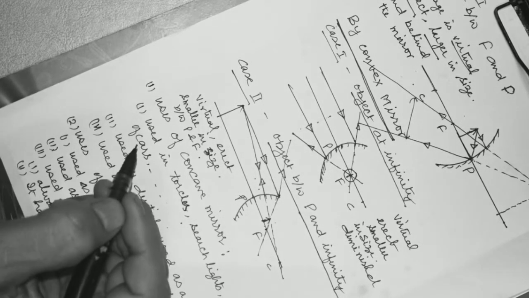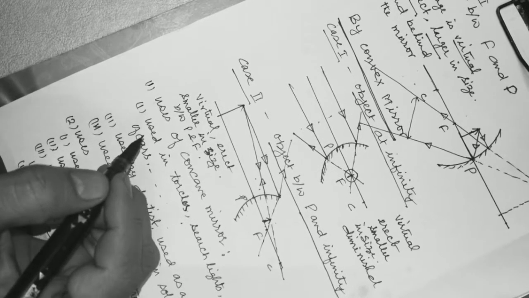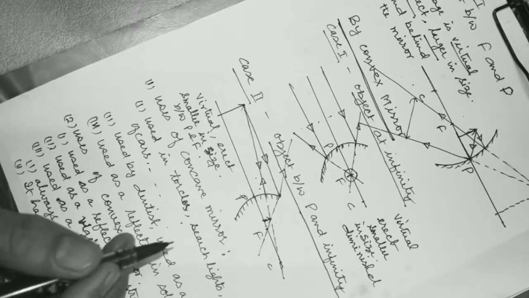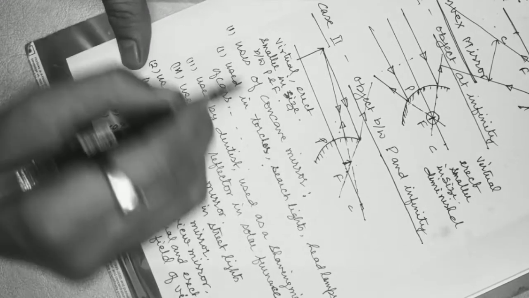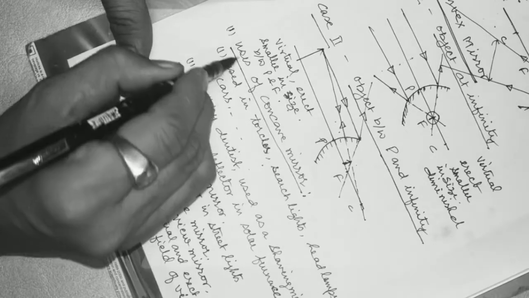So these are all the cases: concave mirror and the convex mirror. Image formation by both we have done. Now, an important part of this topic, uses of concave and convex mirror. So first of all, we take the concave mirror.